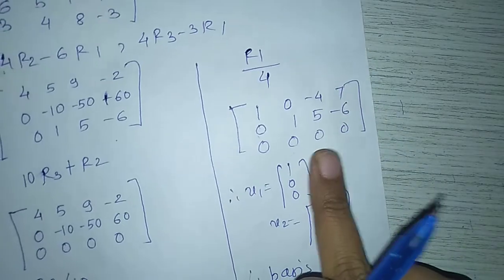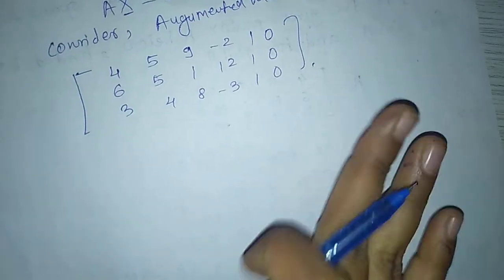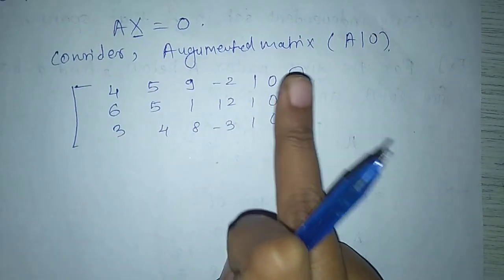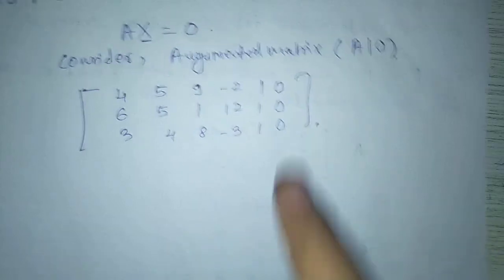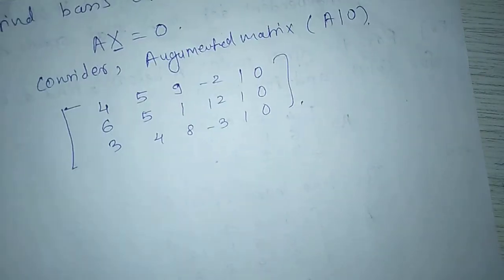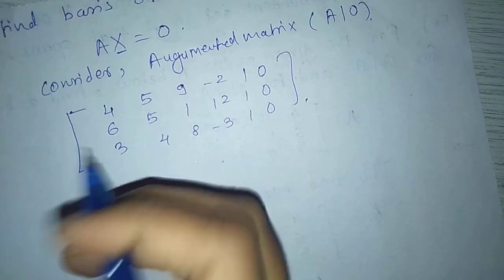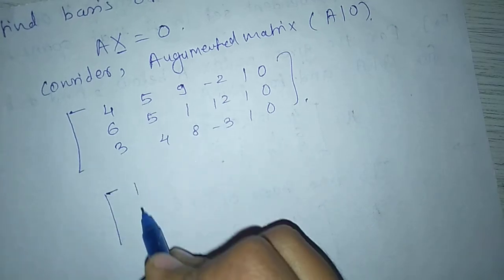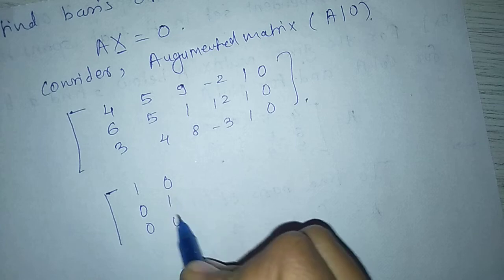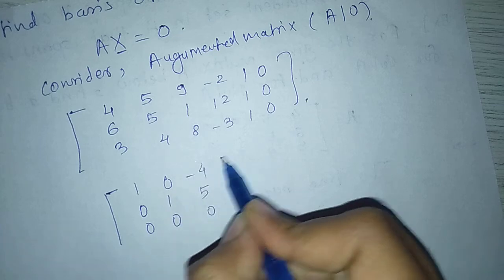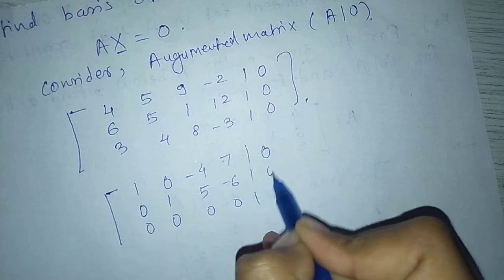This is the reduced echelon form of matrix A. Here, augmented with 0 0. When we convert this matrix into reduced echelon form, we apply the same row operations as above, because when we apply these row operations there is no change in the last column, because the last column contains only 0 0 0. This means the resultant reduced echelon form of this matrix is 1 0 0 0 1 0 minus 4 5 0 7 minus 6 0 0 0 0.